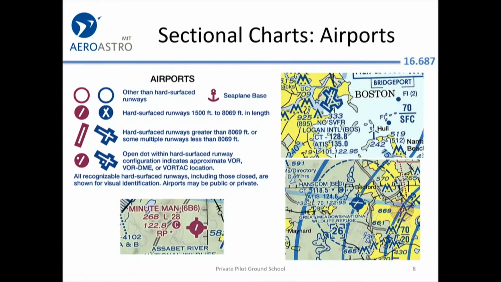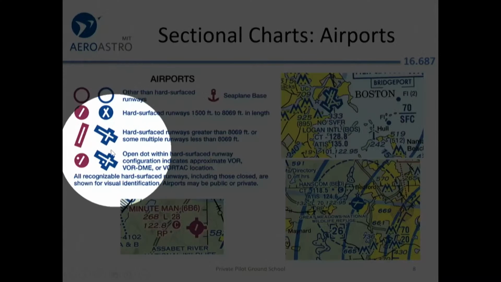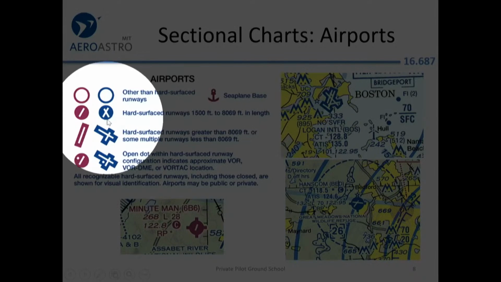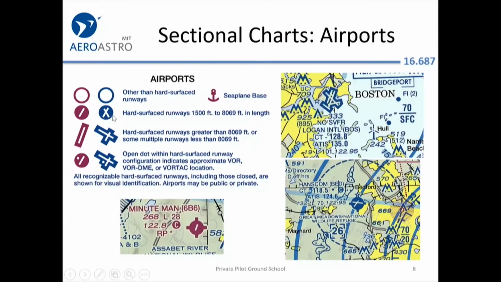Smaller airports with shorter runways have these circles with lines, and the lines are generally trying to depict the runway. The line here will generally be aligned with the direction of the runway. And when there are two lines, that generally represents two runways.